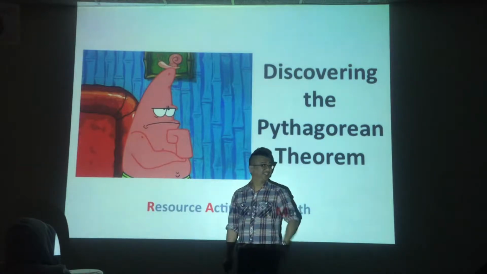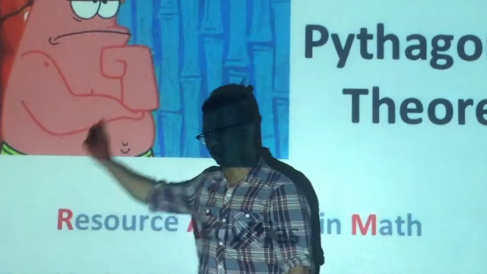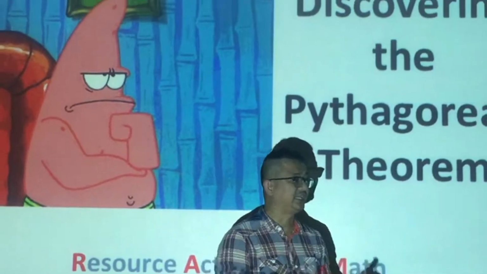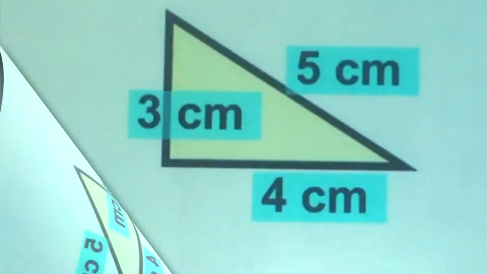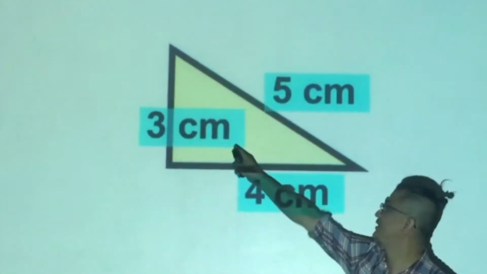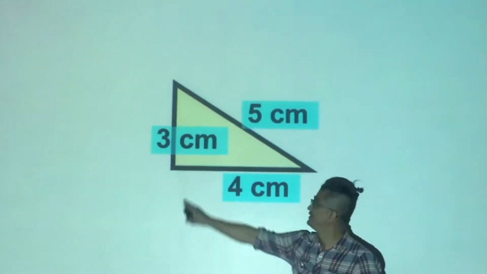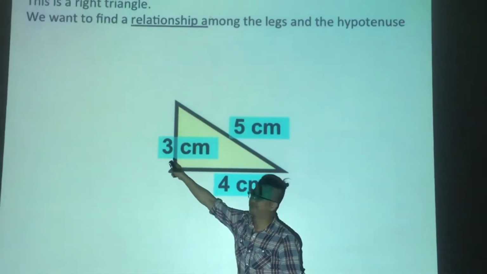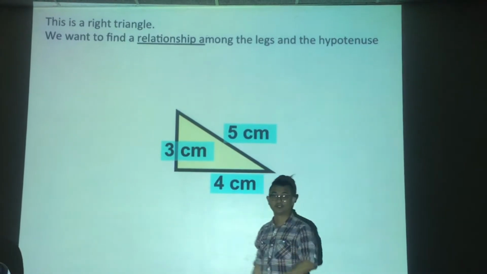Today we're going to study the Pythagorean theorem. We'll try to discover what it means and how we can use it in real life. So let's start with this basic right triangle, a 3, 4, 5 triangle. This is a right triangle because of this side, which is 90 degrees.